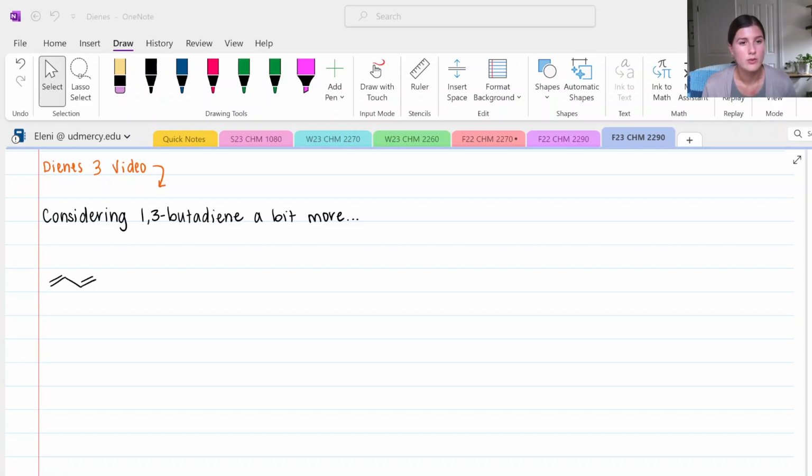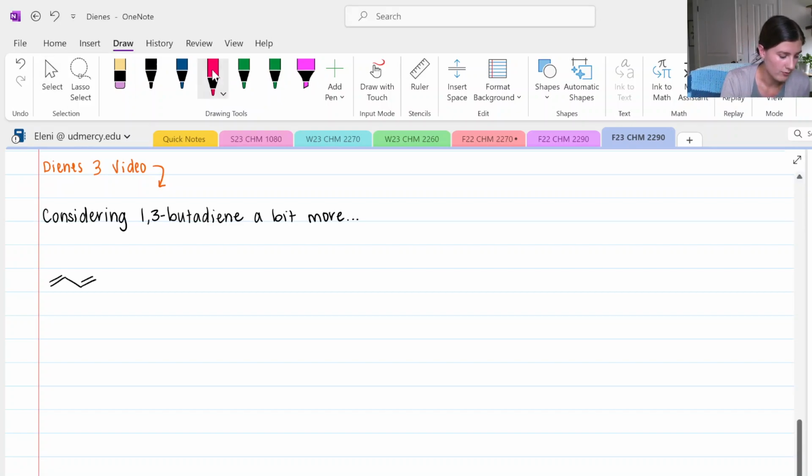In this video, we're going to consider 1,3-butadiene a little bit more. And this applies to the different dienes that we've seen, the different dienes that we'll come across, but we really focus on 1,3-butadiene because it's the simplest version of a diene. And so we typically draw 1,3-butadiene like I have it drawn here.